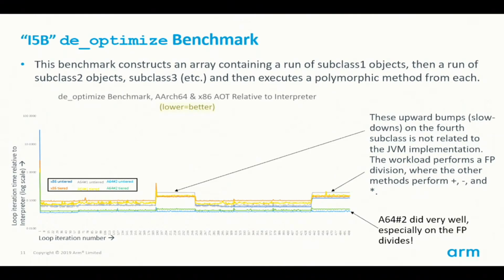What the test is doing is it's creating a long array of superclass objects, okay, and then filling it with a run of subclass 1 objects, a run of subclass 2 objects, subclass 3, subclass 4, 1, 2, 3, 4 again. And then it's going through the array, running a polymorphic method that is implemented in each of the subclasses. So the point being that it's running a different implementation of that method in each of these segments of time.